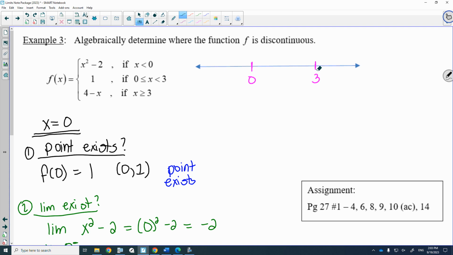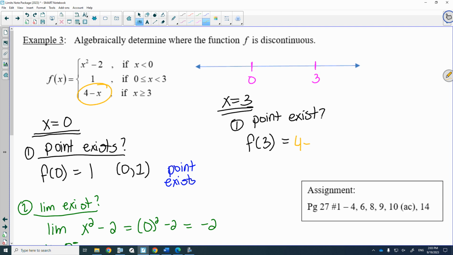That's another potential breakpoint. First, does the point exist at f of 3? Which function would I be plugging f of 3 into? The third one, this guy right here. 4 minus x, so 4 minus 3 is equal to 1. Point exists. On this graph, there's a point at (3, 1). Does the limit exist?